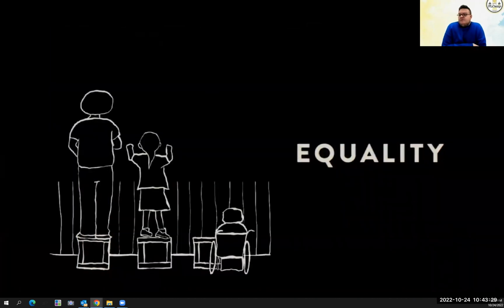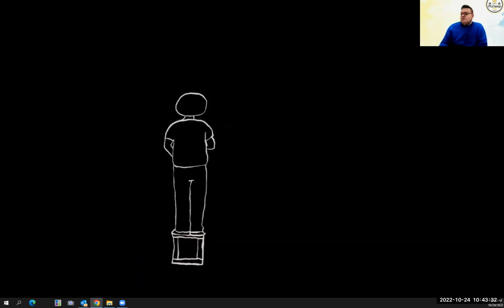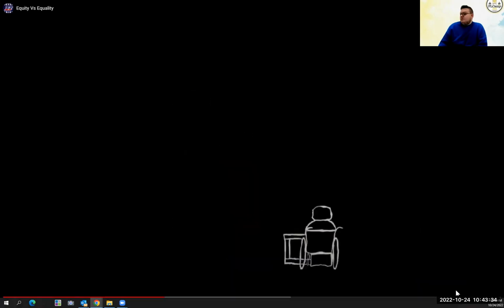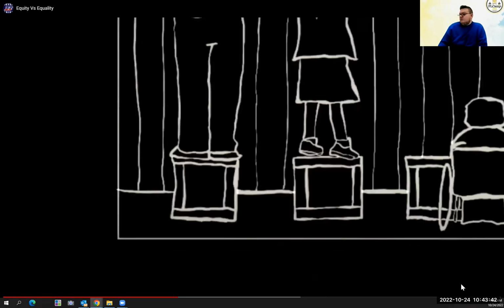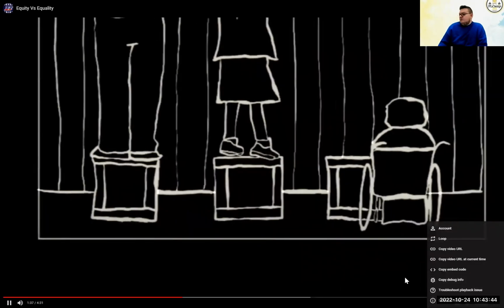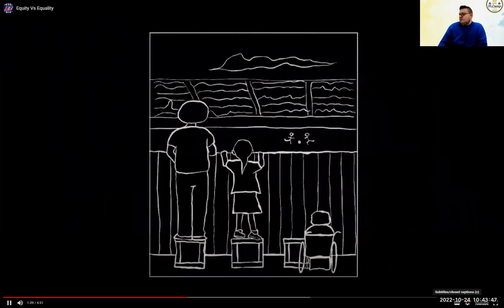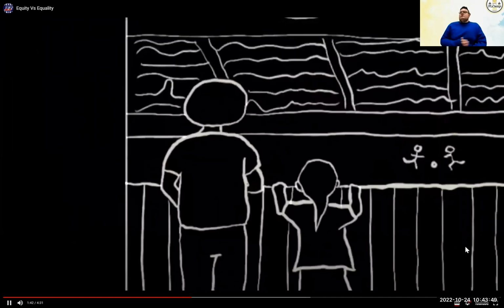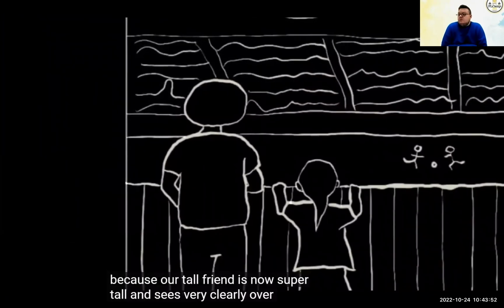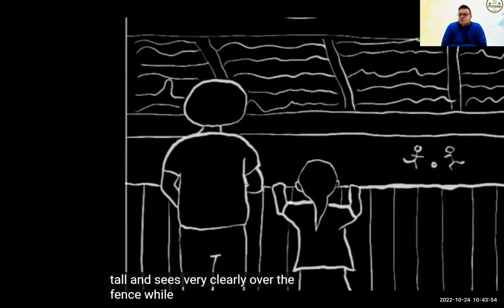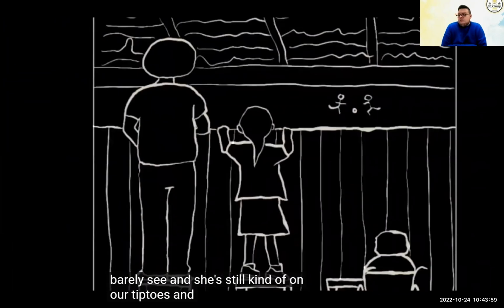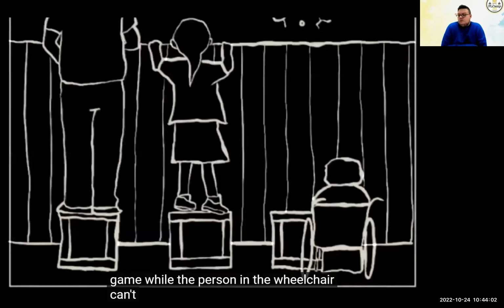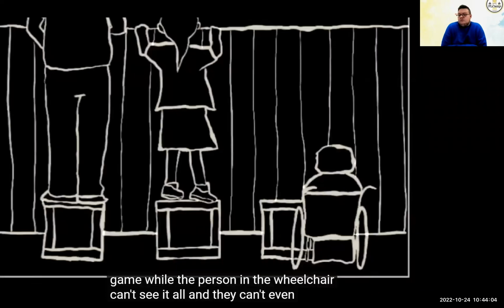On the equality side, you see that we've got three individuals: our tall guy, our short girl, and our friend in the wheelchair. And you see that they're all trying to watch this baseball game, but there's this fence. With equality, they've each been given a box to use to be able to see the game. But obviously that's not working, because our tall friend is now super tall and sees very clearly over the fence, while our short girl can just barely see, and she's still kind of on her tiptoes and struggling to see the game, while the person in the wheelchair can't see at all and they can't even get on the box.